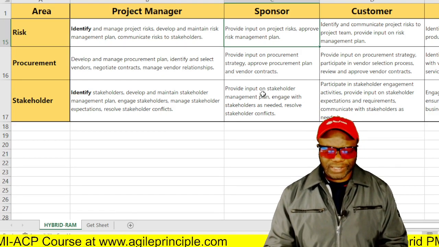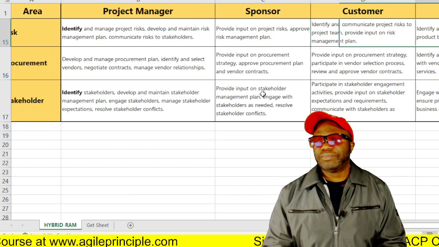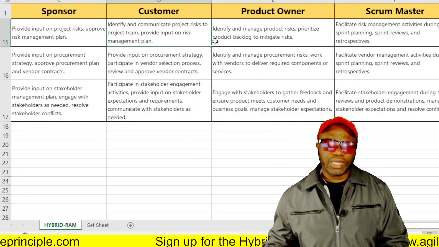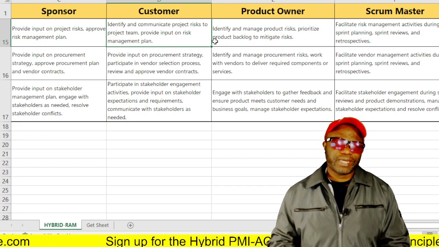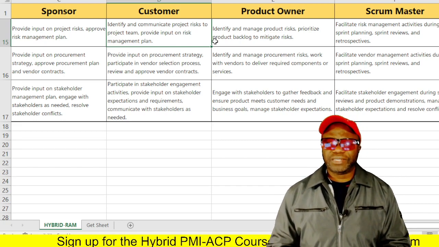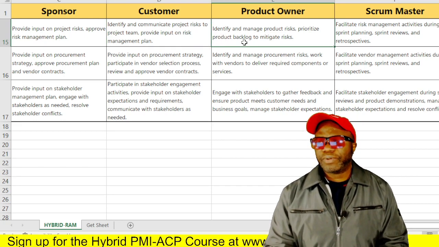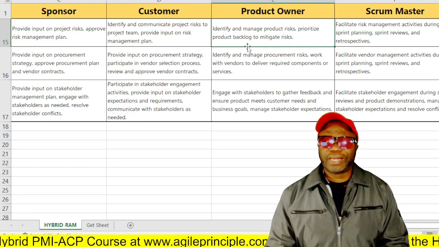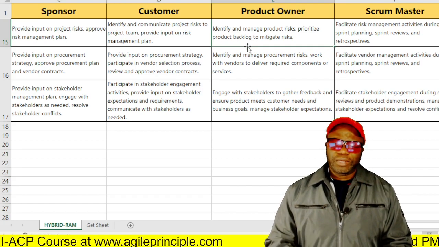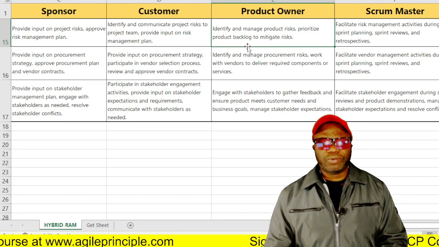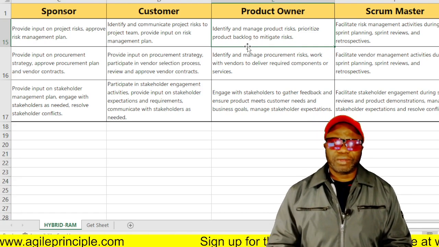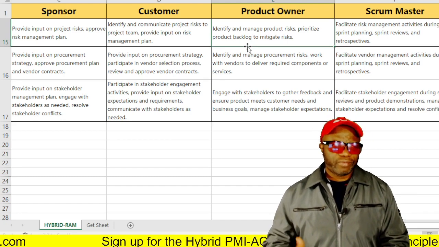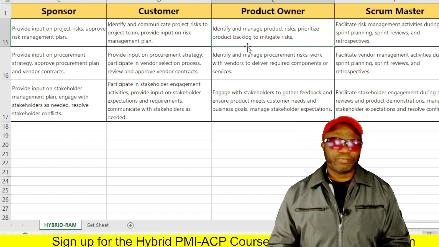The sponsor provides input on project risks. The customers are also involved in identifying and communicating project risks to the project team. Ultimately, when we have risk identification exercises, risk meetings, the customer should be there. The product owner identifies and manages product risks, prioritizes the product backlog to mitigate risk as well. You probably have thought about it that the product owner, when they are prioritizing the backlog, they do it from a variety of angles. They do it from the angle of value, they do it from the angle of risk, and they could do it from the angle of complexity.